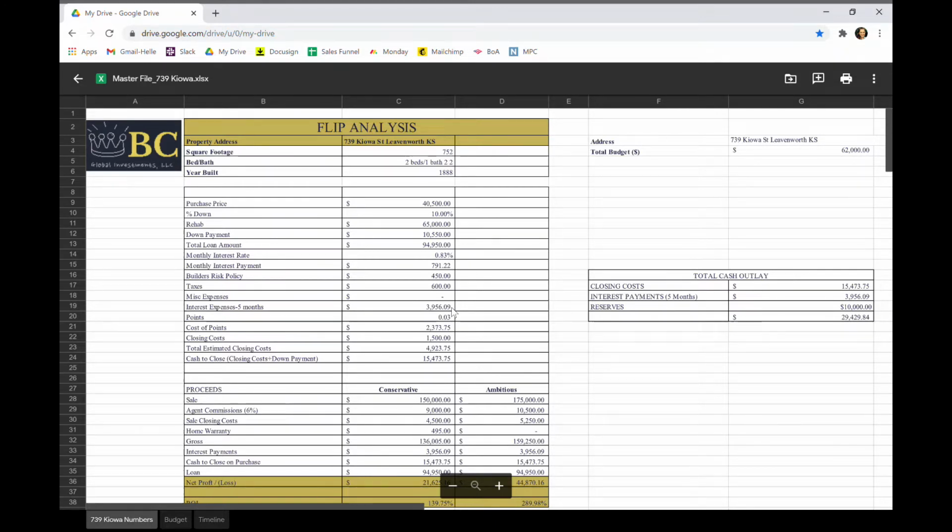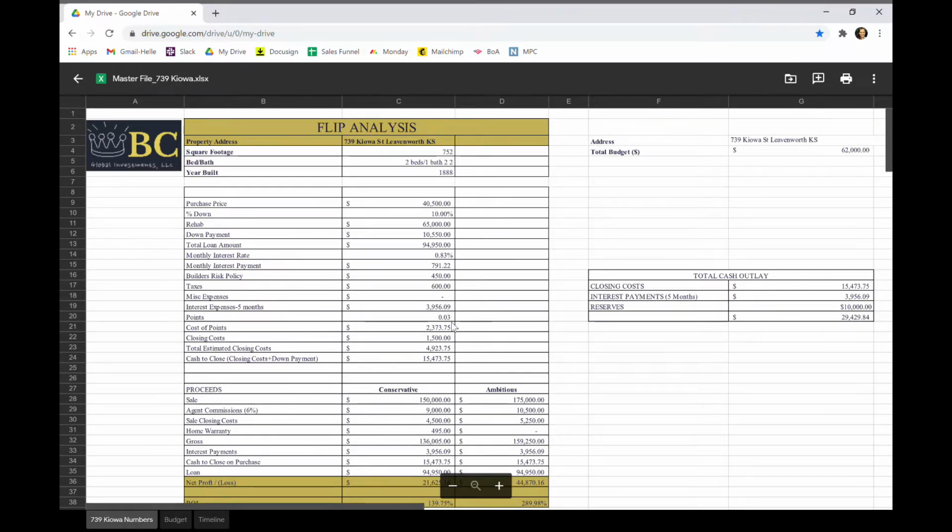Like I said, we're going to hold on to the property for hopefully less than 6 months. We're not going to have an interest payment the first month because that will be prorated in our closing costs. So we're anticipating basically 5 months of interest expenses. So that's what this number is here, $3,956.